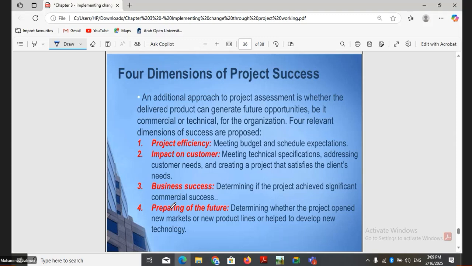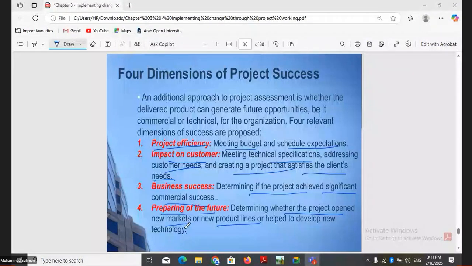Okay. So preparing for the future, determining whether there is a market, new product lines, or help to develop new technologies, that is also for the future, right? So these are 4 relevant dimensions of a successful project. That is project efficiency, that the project is being done within the budget, the cost, and the time plan. The customers are happy with the projects, like they got what they want. Okay, they are satisfied. The business is booming after the project is developed, and it also helped to develop new technologies, right? So these are also 4 dimensions of a successful project.